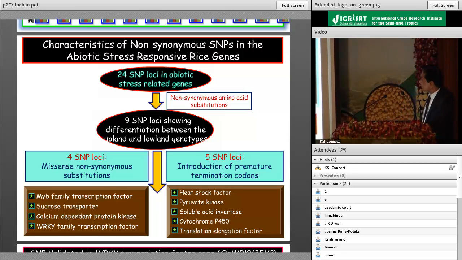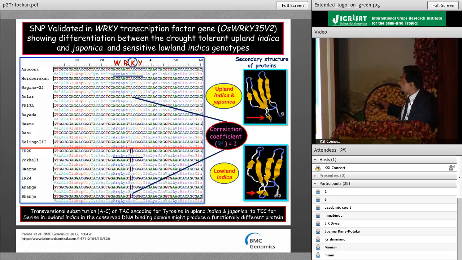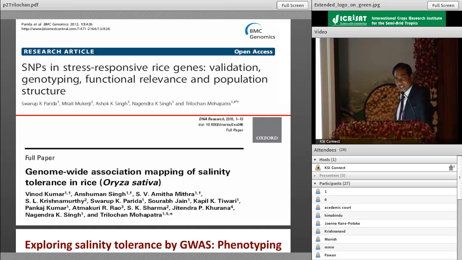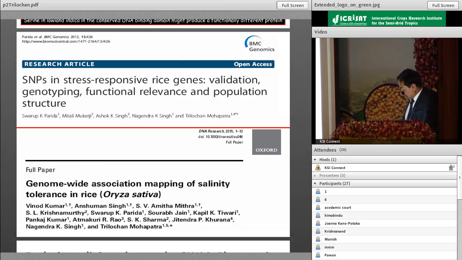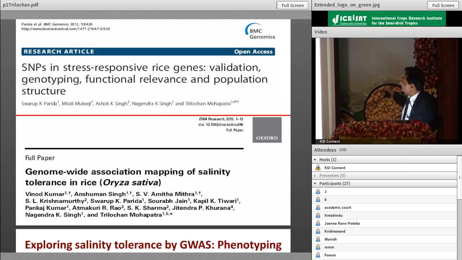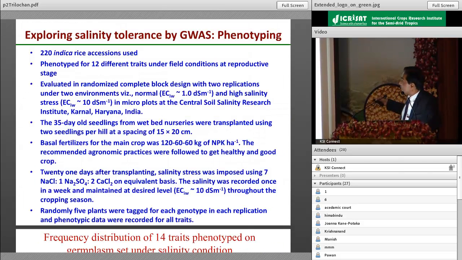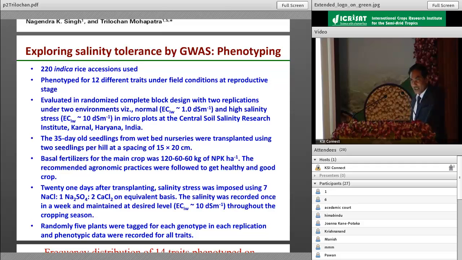And so this you can see, a WRKY transcription factor at the DNA binding domain. There is a single nucleotide substitution A to C, and that differentiates the upland types from the lowland types. A very important finding, and we are further validating this in larger sets of germplasm lines. And this we published in BMC Genomics, and we extended this, taking the 6K chip, and recently this is coming in DNA Research, and we did a phenotyping of 220 rice accessions in detail for their response under salt stress.